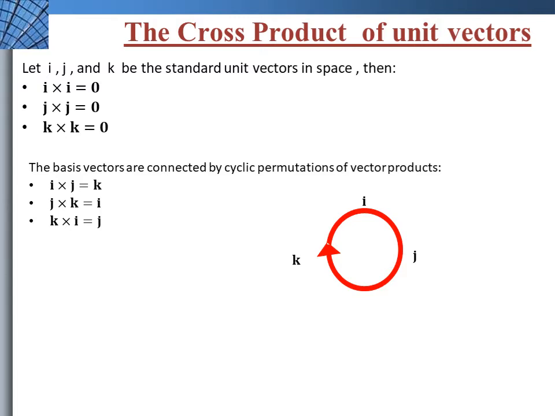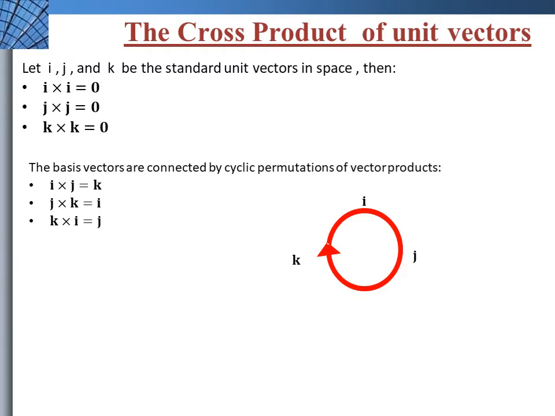Then what is j cross k? j cross k should be equal to i, and k cross i is equal to j. Suppose it is in the opposite direction, what will be the answer for i cross k? i cross k is minus j. It is not clockwise, it is anti-clockwise, so we write minus j.